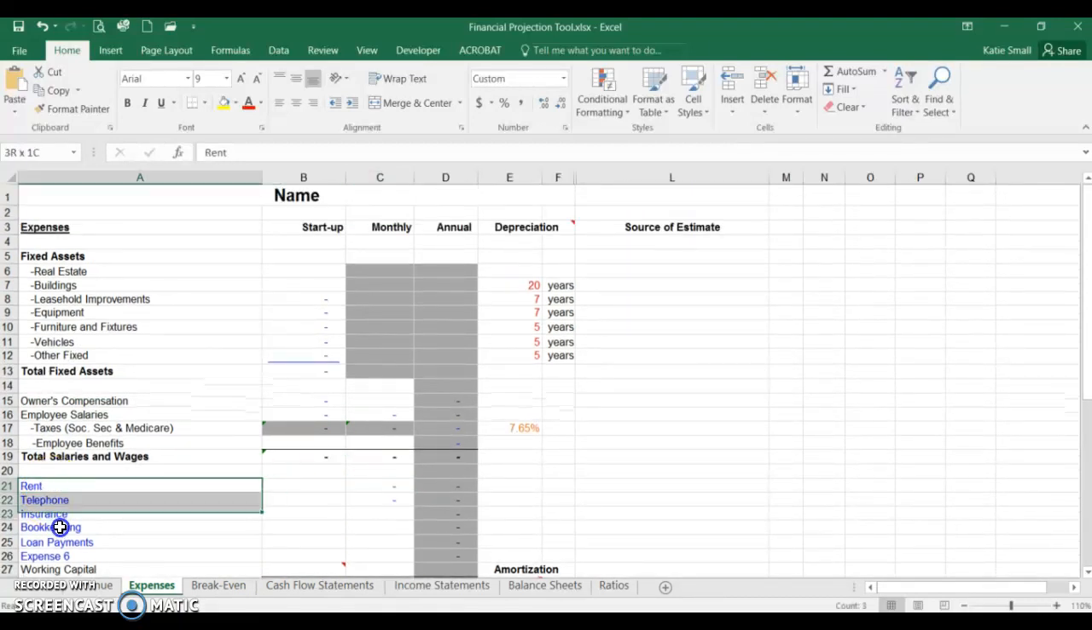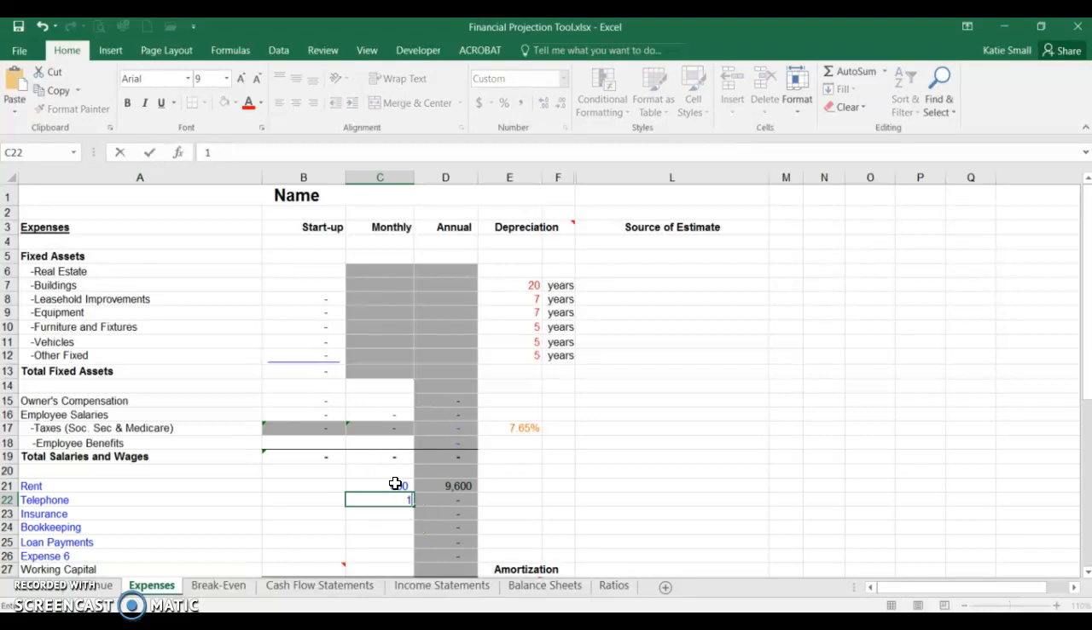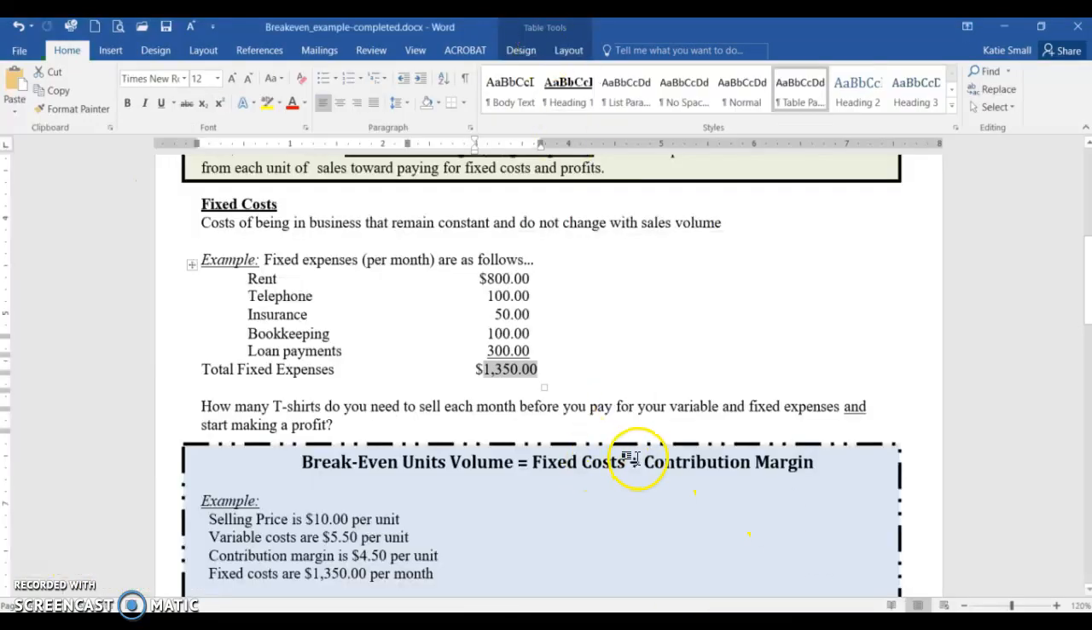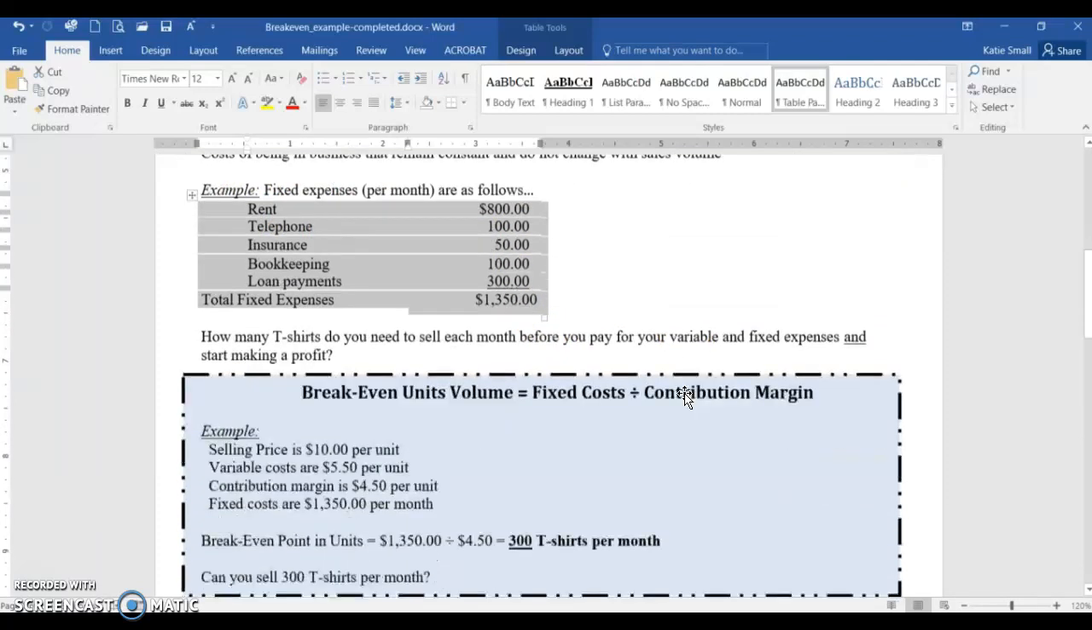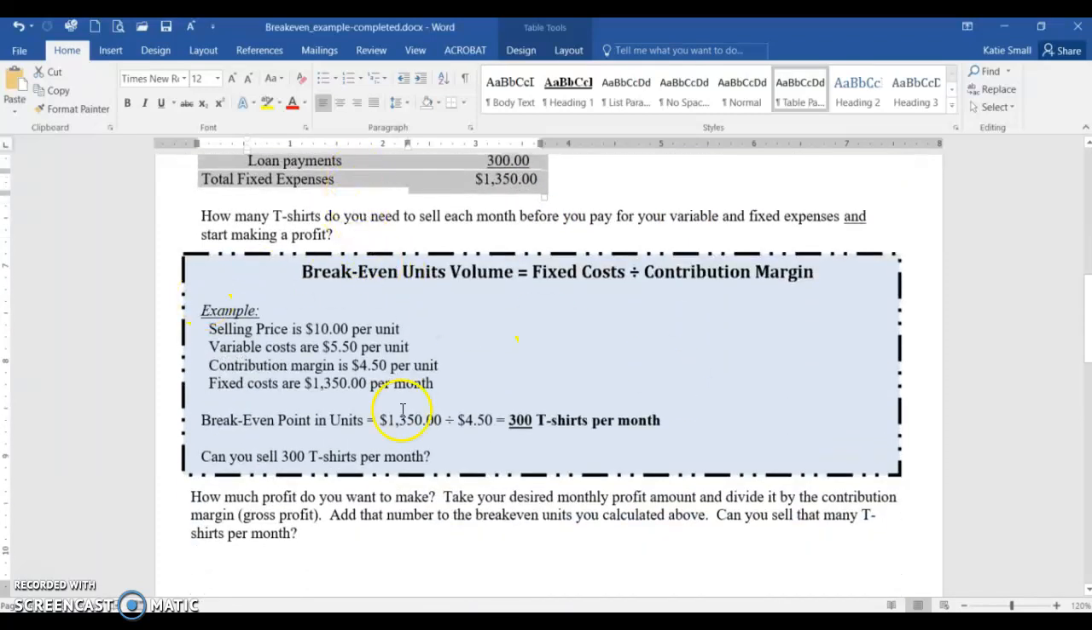So I'm going to go ahead and put all those expenses right here and put the monthly amounts because that's what we know, and it will automatically calculate annual for me from there. So you can see I have these costs that I'm just transferring, this 800, 100, 50, 100, and 300 for all of these costs from this break-even example where I got all of those costs that you can see right here.